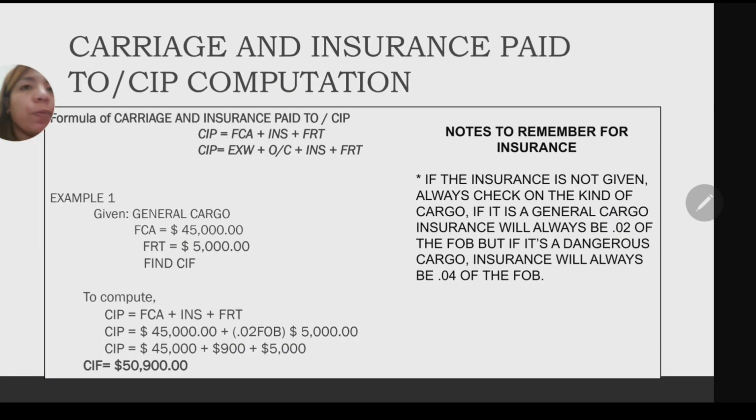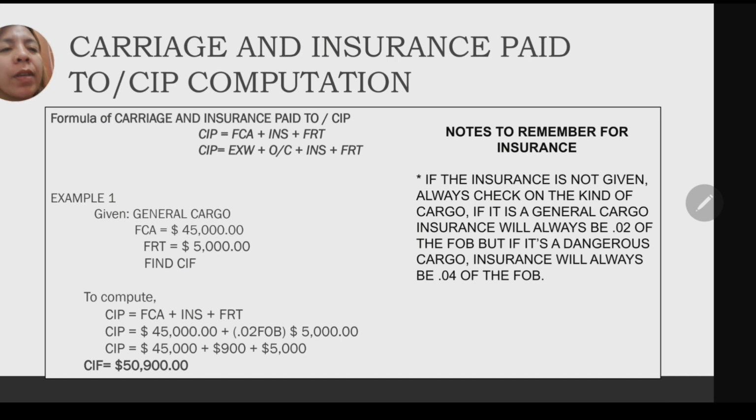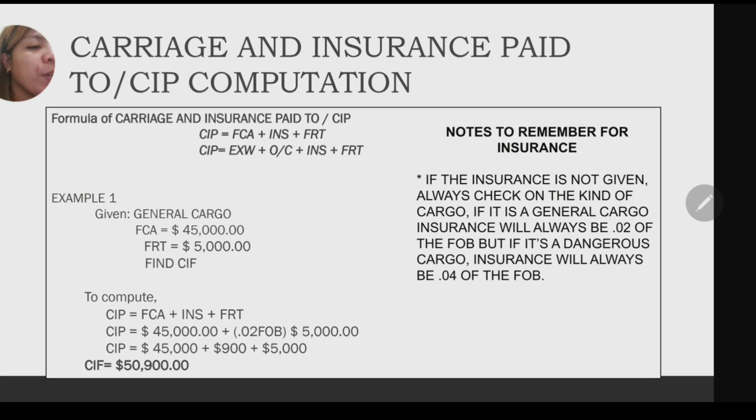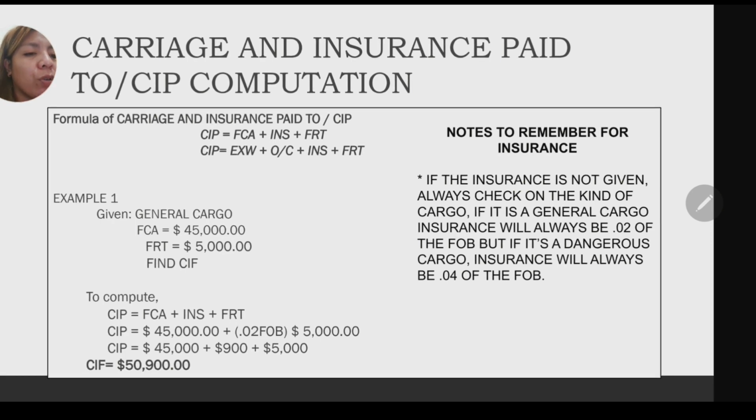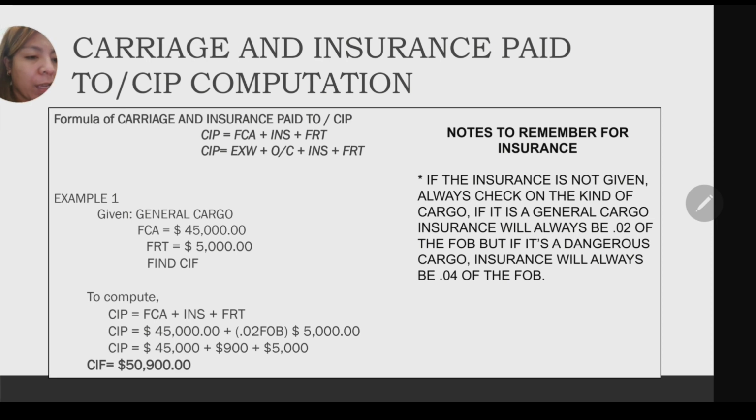Let us now proceed to the carriage and insurance paid to, or the CIP. Just like our CPT, our CIP is also based on the FCA value. This CIP is also multimodal, but is specifically used for air shipment, because when it is a sea shipment, it will be CIF. That is the counterpart of the CIP for sea shipment. So the CIP is being used for air shipment.